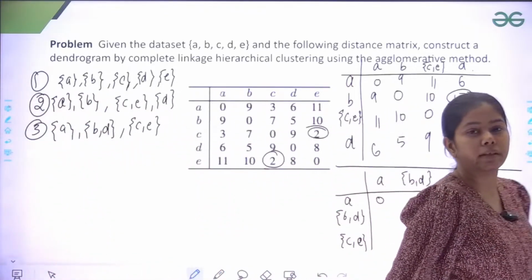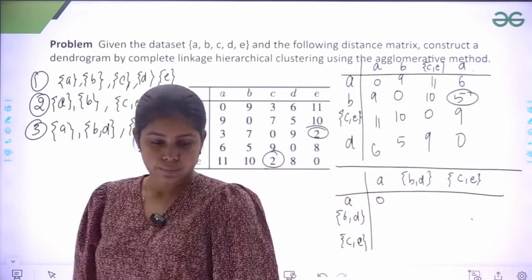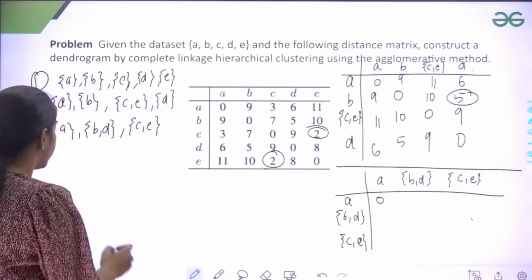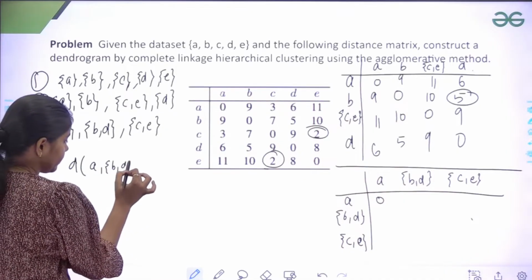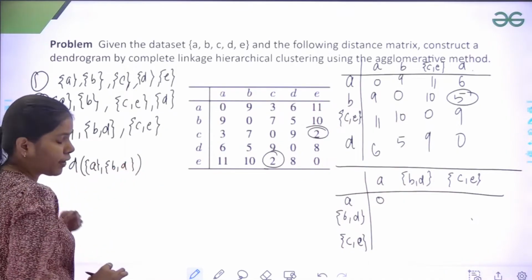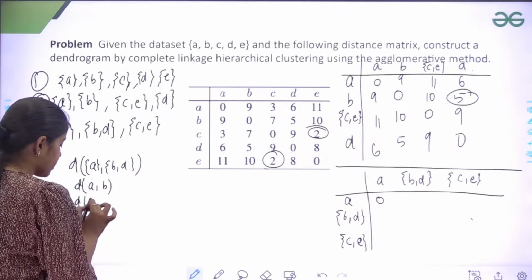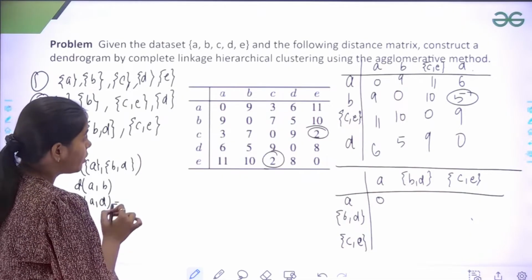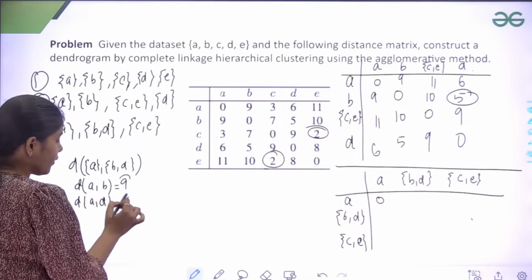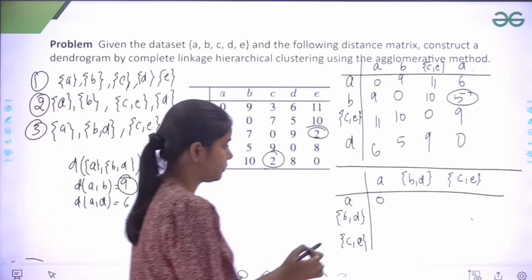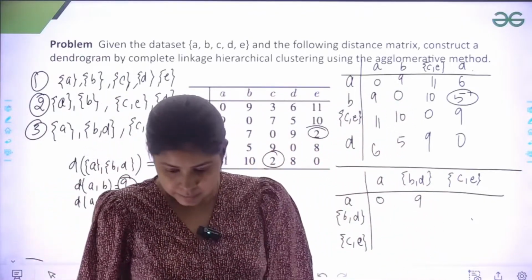Distance of A with BD, distance of one cluster with another cluster, that is distance of A with B comma D. Right? I have to find out distance between two clusters. So for that, I'll find out distance of A comma B and distance of A comma D. What is distance of A comma B? That is 9. And distance of A comma D, that is 6. So whatever is maximum, that is 9. So I'll write down here 9. Right? Right, Varaprasad. 9 is correct.